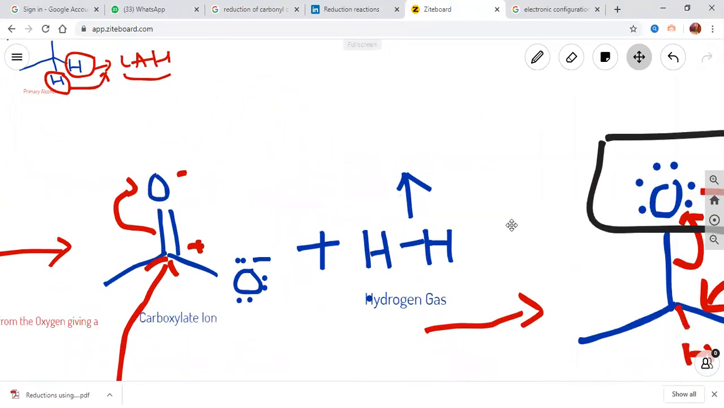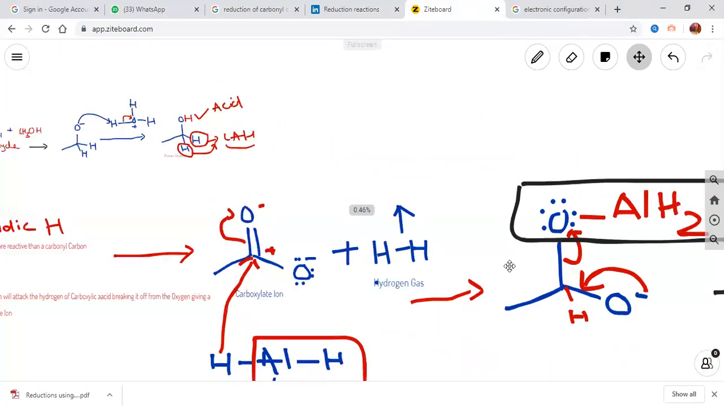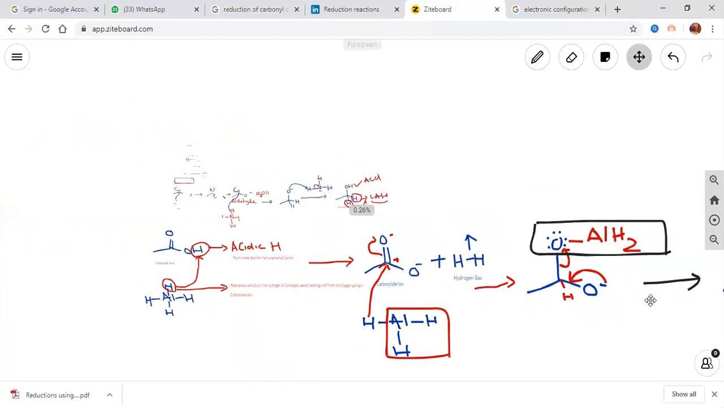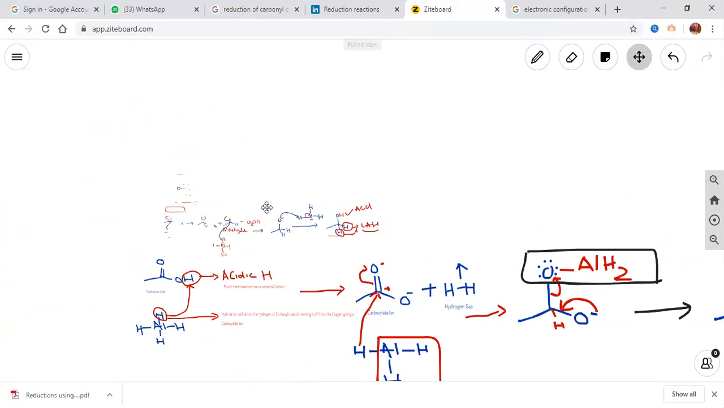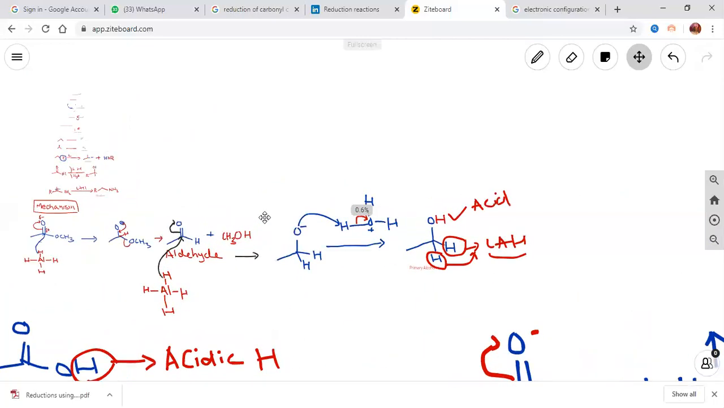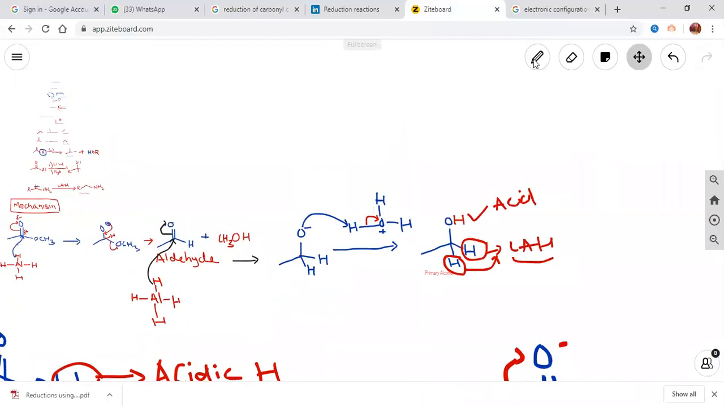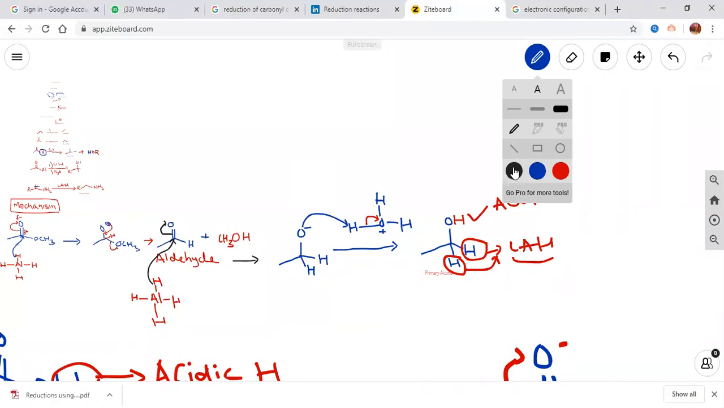So as we have discussed, after the formation of this aldehyde, the same steps will be followed. The same steps we can follow.